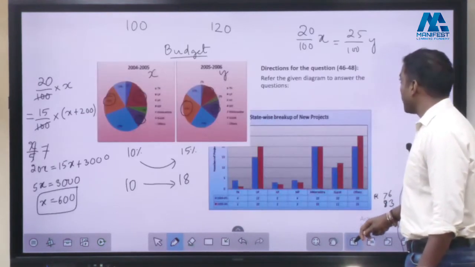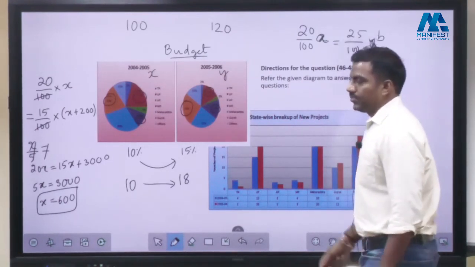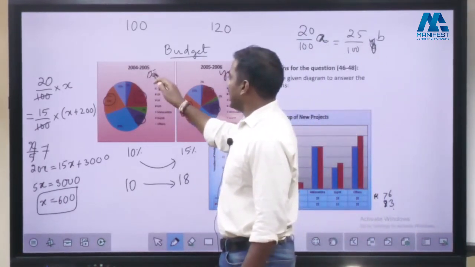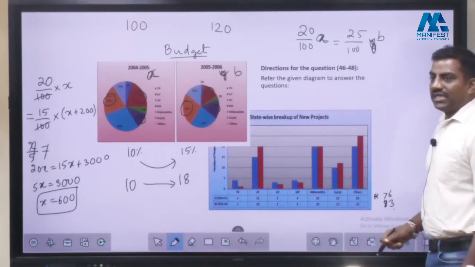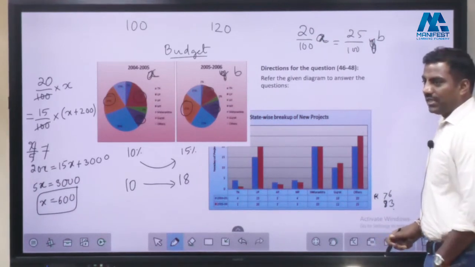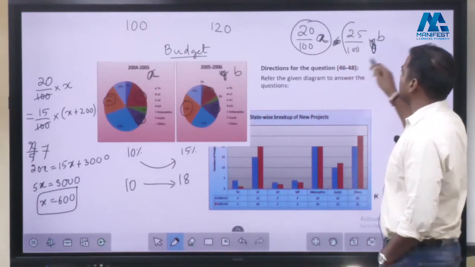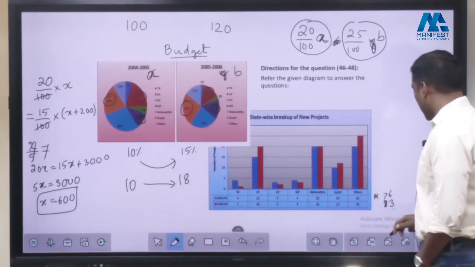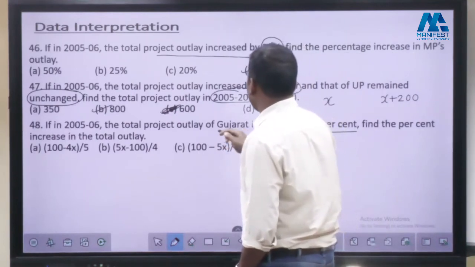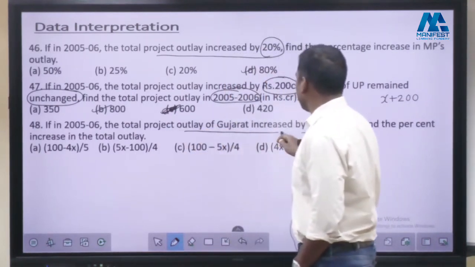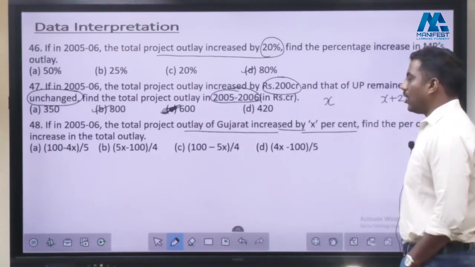I'm sorry. I'll take this as A and this as B. So X% increase. This is the earlier budget and this is the later budget. I'll read the question once again. In 2005-06, the total project outlay of Gujarat increased by X%. Find the percentage increase in the total outlay.